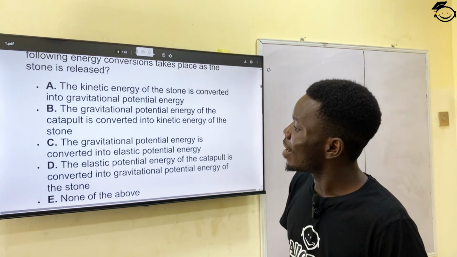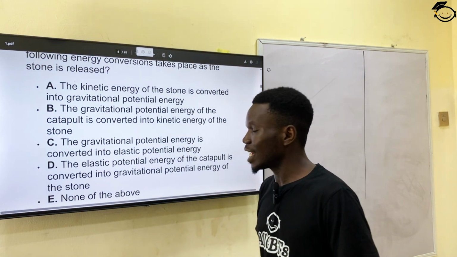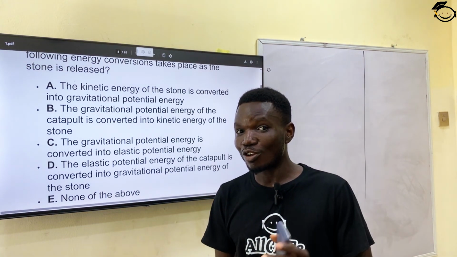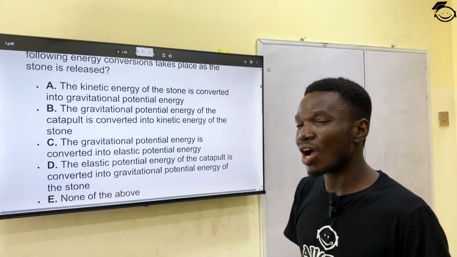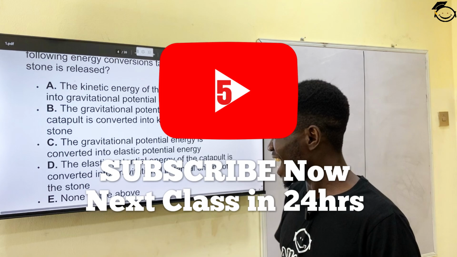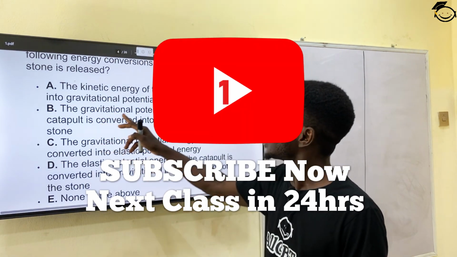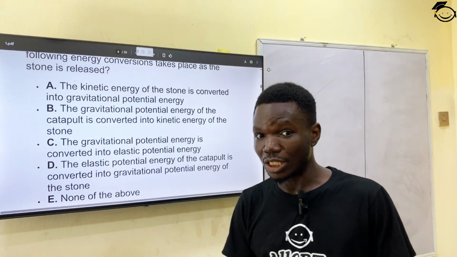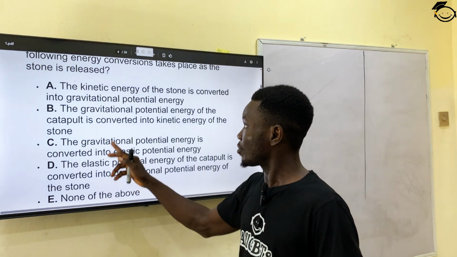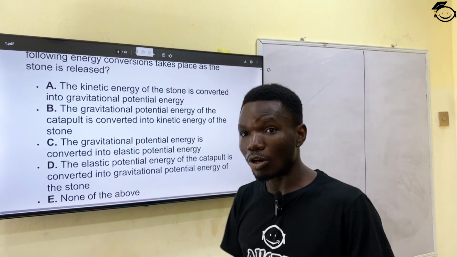Now, if you look at this question, there is no gravitational potential energy. The closest answer would have been B, but the answer is none of the above, because the catapult does not have gravitational potential energy. Instead, it has elastic potential energy. Assuming option B said elastic potential energy converted to kinetic energy, then option B would have been correct. But because the catapult has elastic potential energy, not gravitational, option E is our correct answer.